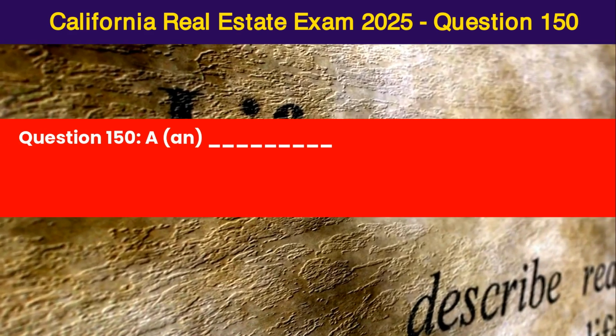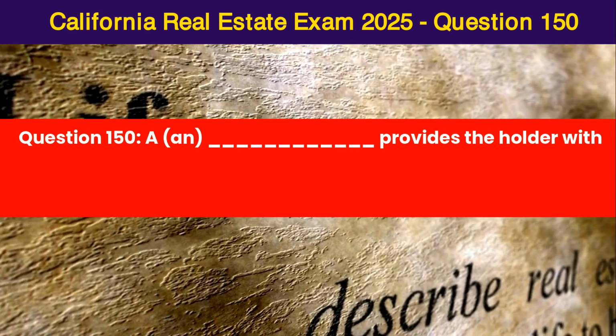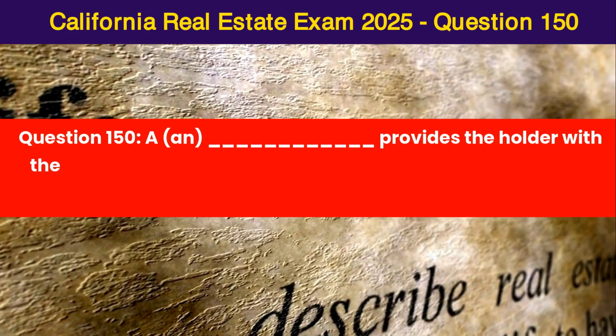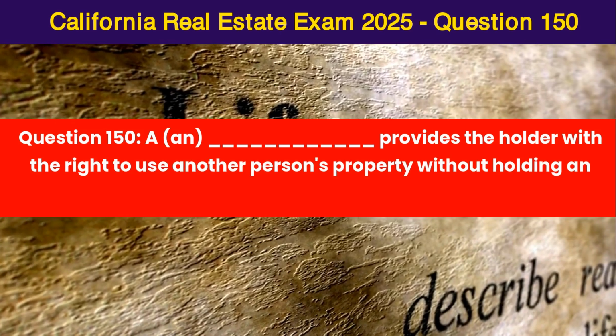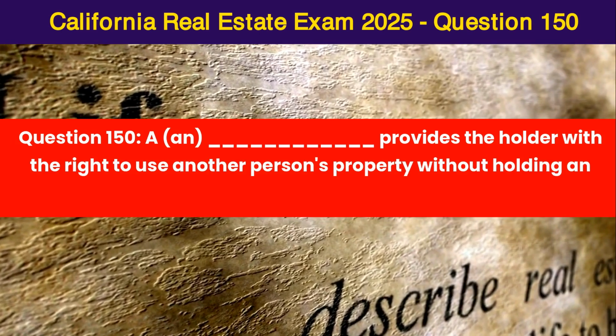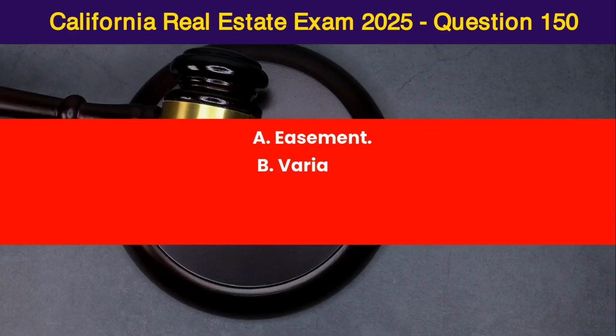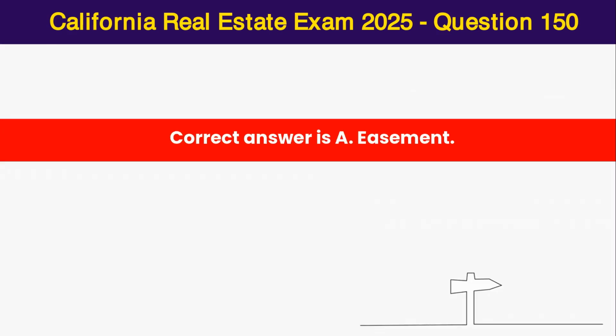Question 150. A blank provides the holder with the right to use another person's property without holding an estate. A. Easement, B. Variance, C. License, D. Reversionary interest. Correct answer is A.